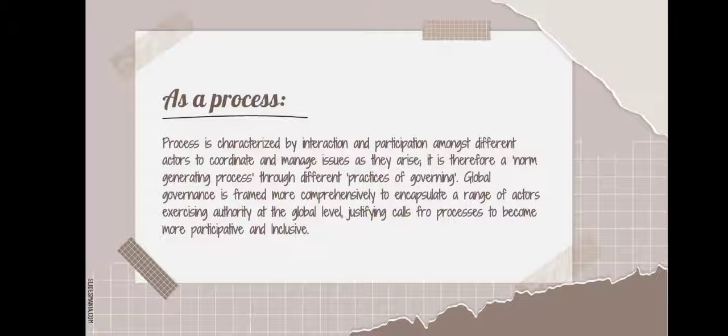As a process, it is characterized by interaction and participation amongst different actors to coordinate and manage issues as they arise. It is therefore a norm-generating process through different practices of governing. Global governance is framed more comprehensively to encapsulate a range of actors exercising authority at the global level, justifying calls for processes to become more participative and inclusive.